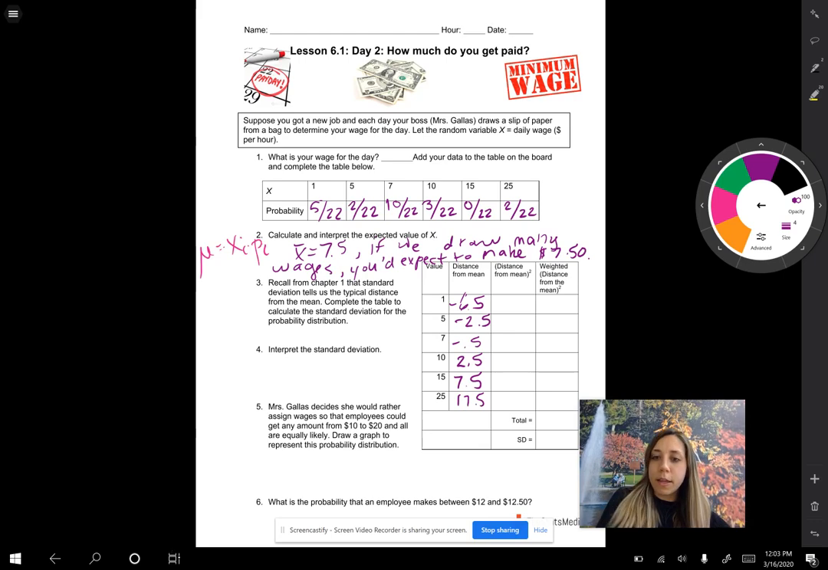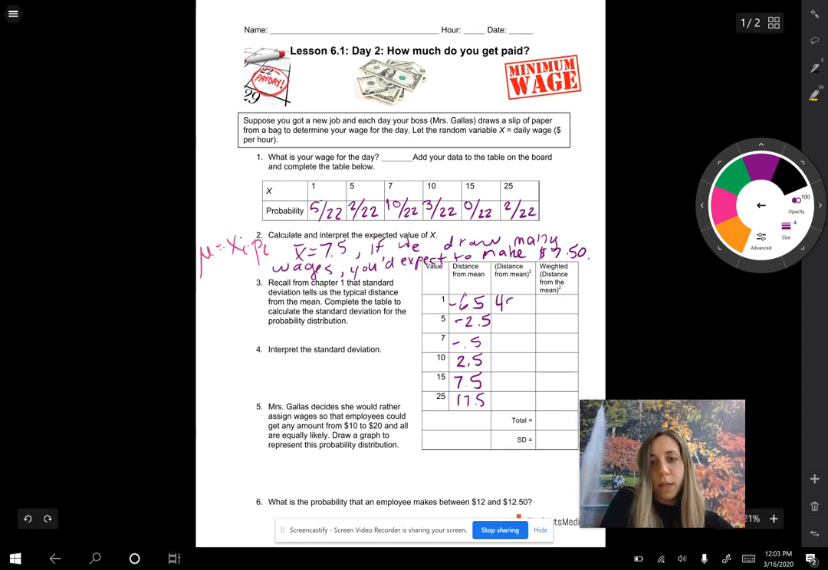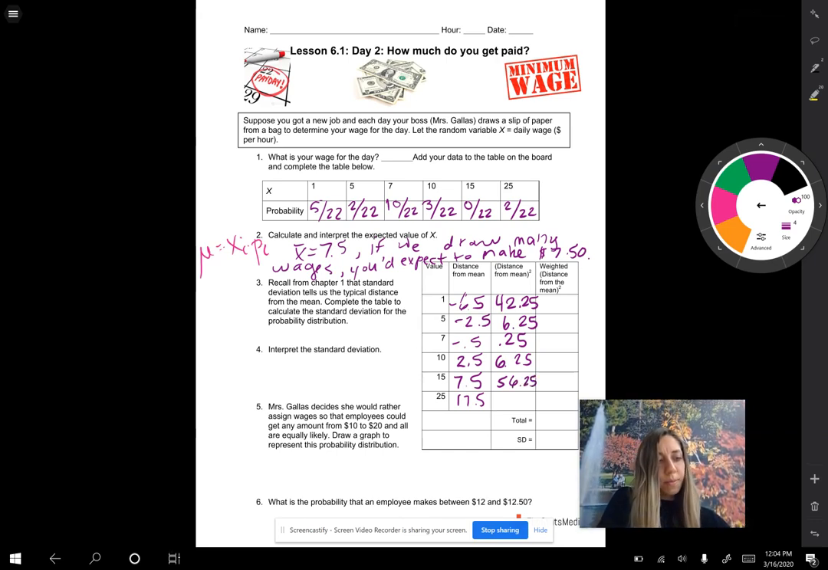Then we take that value and, like it says here, you square it. For this first one, negative 6.5 squared would be 42.25. Negative 2.5 squared is 6.25. Negative 0.5 squared is 0.25. 2.5 squared is 6.25. 7.5 squared is 56.25. And 17.5 squared is 306.25. So in doing these problems, you might want to make a little chart for yourself like this.